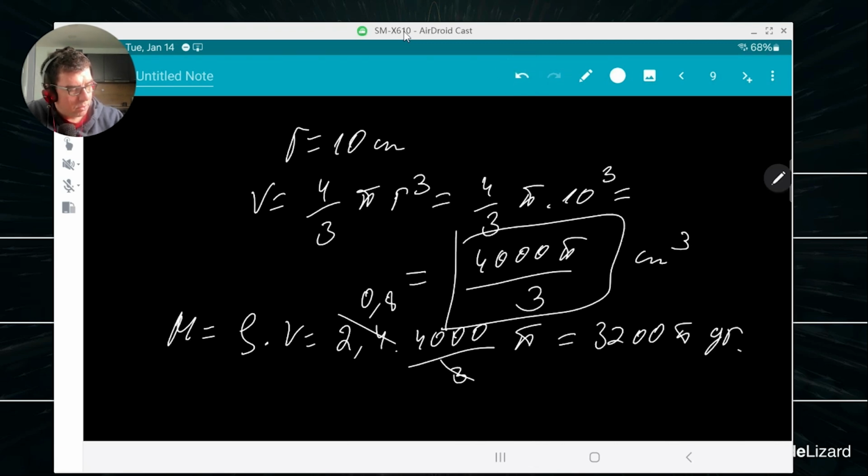So we have to divide by 1000 to make it into kilograms. So switch the decimal comma 3 places to the left. This is 3.2 pi kilograms, and that is the answer.